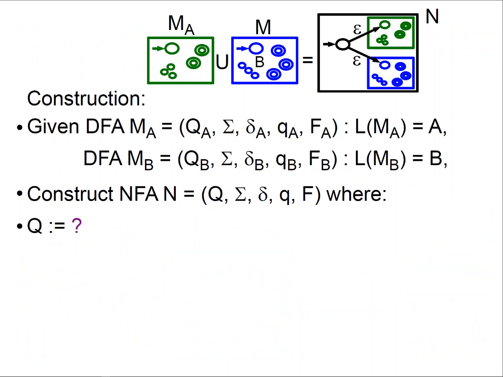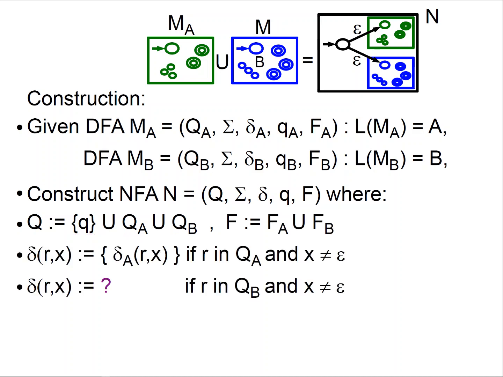So here is the formal construction. You're given these two DFAs and you want to construct the NFA. So how do we construct it? What's Q? Well, we're just adding one state, right? So you get the states from QA, the states from QB, and we add a state q. The set of accept states is the union of accept states.